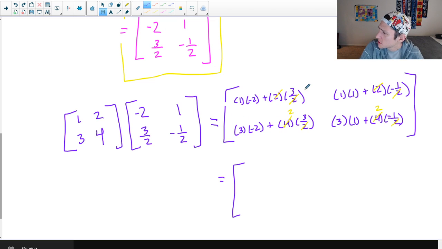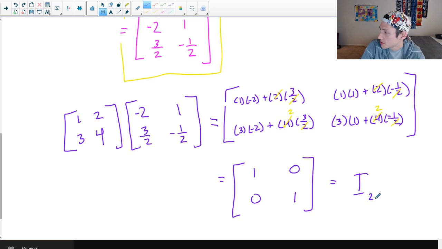Okay, so negative 2 plus 3, that's 1. 1 plus negative 1, that's 0. Negative 6 plus 6, 0. 3 plus negative 2, 1. All right, and look at that.